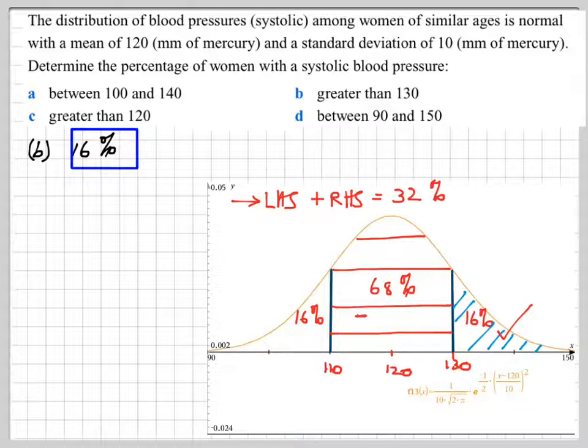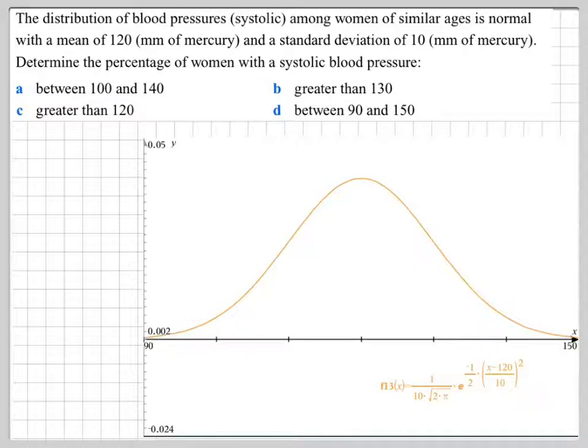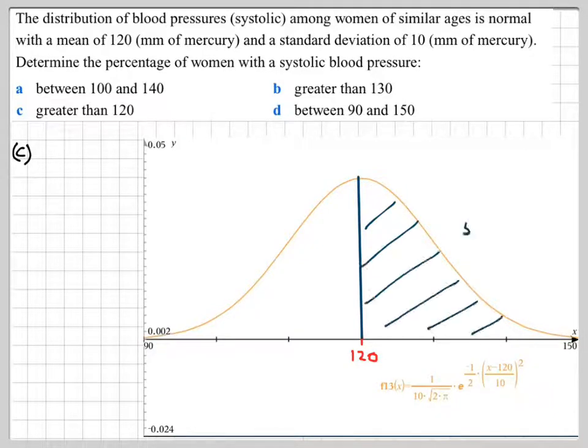Now, where are we up to? B. We'll do C now. Greater than 120. Oh, that's easy. I know what to do. That's number C. Here you go. Look, here's your graph. Now, come on. You can read that off the graph. What is the percentage of women who will have a systolic blood pressure greater than 120? It is 50%. There you go. Very good.